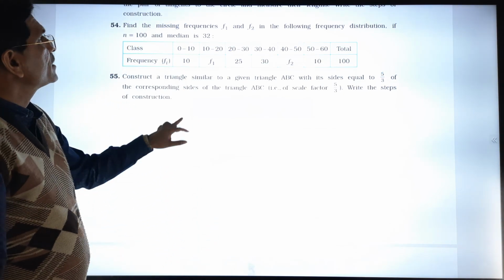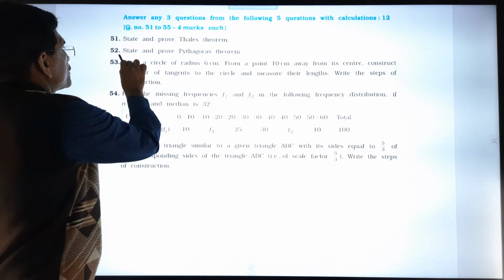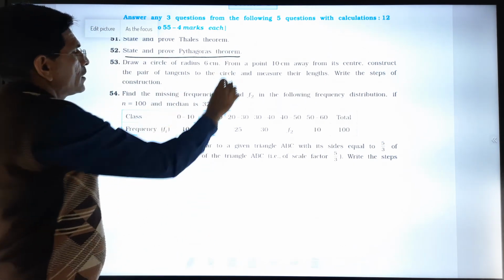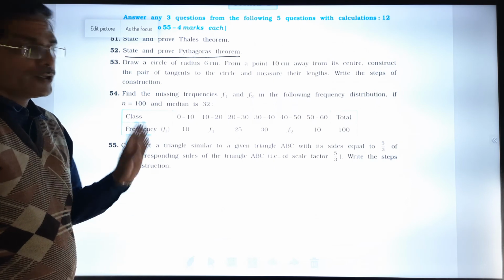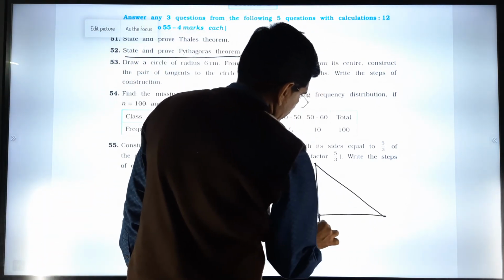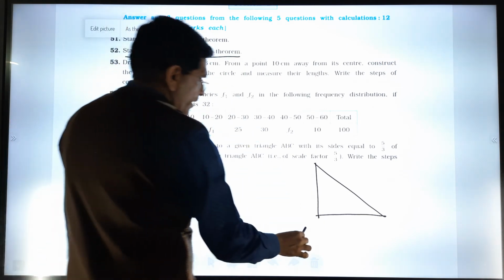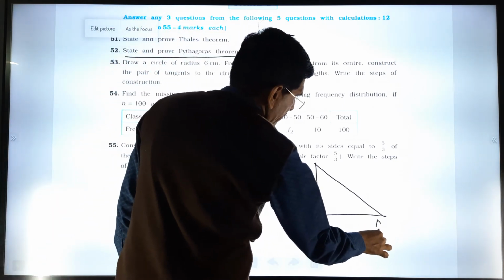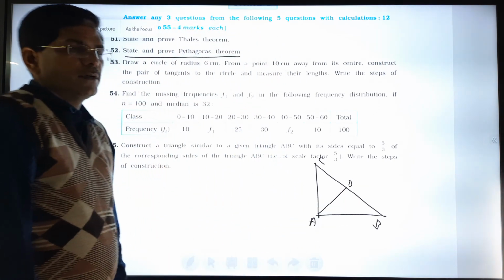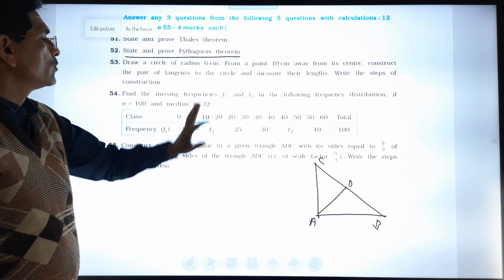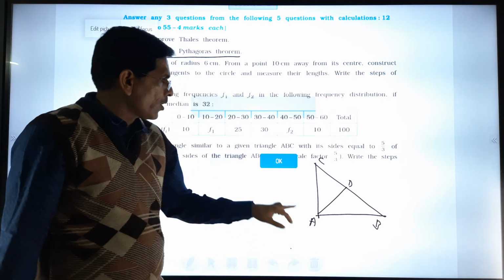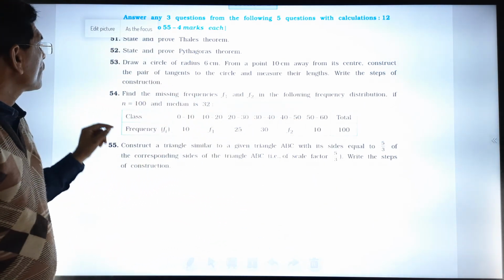Again one more theorem is there, that is state and prove Pythagoras theorem. Again you have to write the statement, and you know the Pythagoras statement: triangle ABC, and we have to make a D. So 90 degrees is there, then we have to prove. Already we know both theorems, so I am not explaining them.